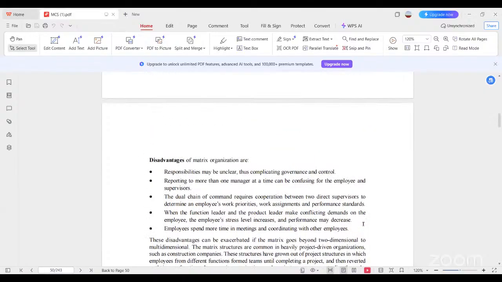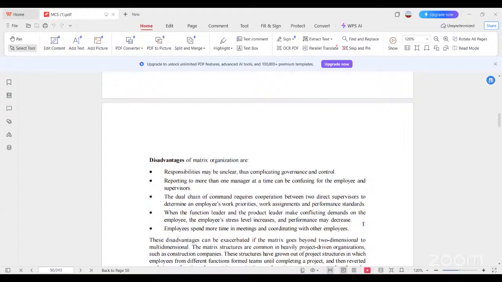Now, basically, what happens in this divisional structure? Here, the employees are grouped based on their product, their market, and their region. So each division will operate like a small business unit with its own functions. You have different types of divisional structures. The first is your product based divisional structure. Next, market based divisional structure. Next is your region based divisional structure.